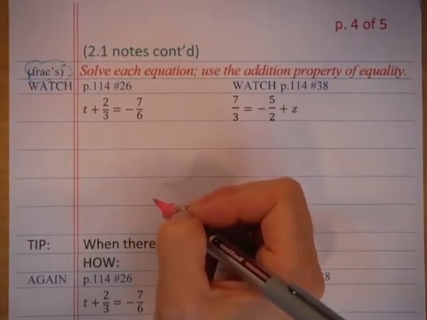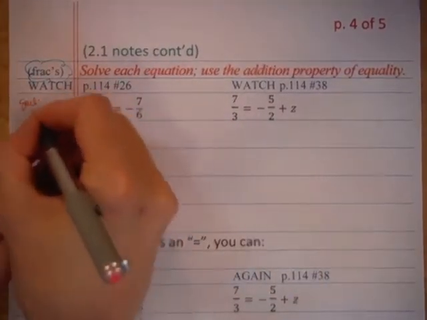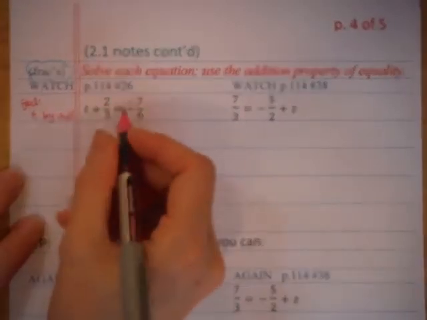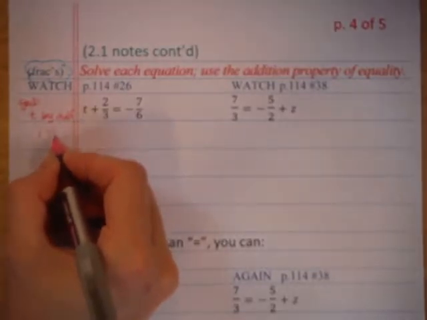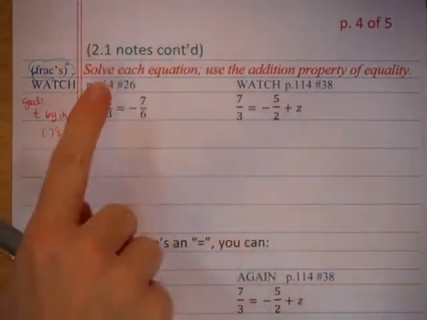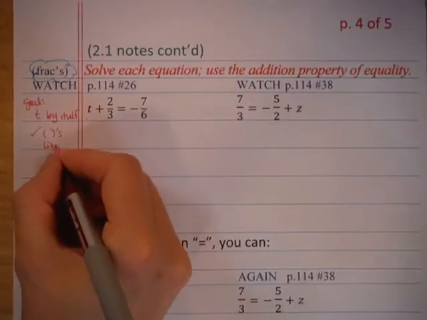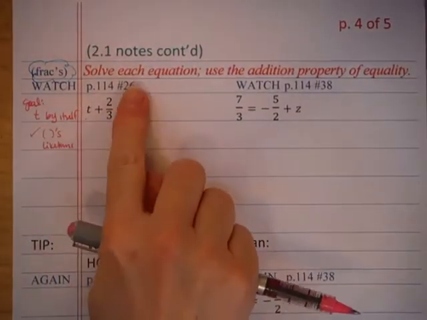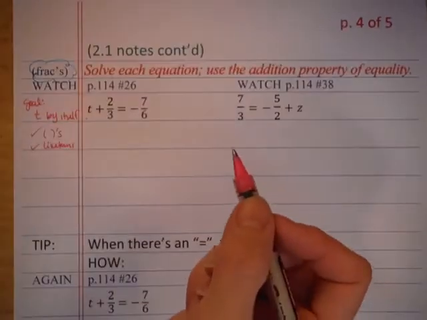Okay, so let's go through these problems. The goal is always the same. Our goal is to get t by itself, our variable all alone. We're going to first check: are there any parentheses? Is there anything that we need to distribute? In this case, there's no parentheses. That's been done for us. We check for like terms because we're trying to simplify right now. And there's no like terms on the left side. There's no like terms on the right side, so that's been done for us as well.